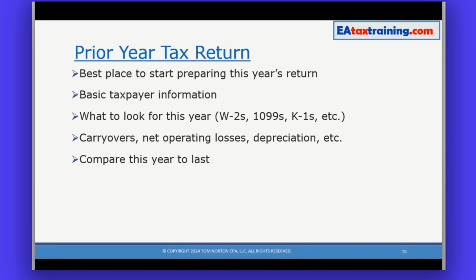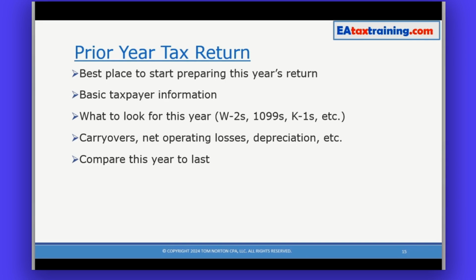Now, if they can't find it, they don't have it, that's okay. You can still prepare the return, but it's just great to have it because first of all, it's going to have all the basic taxpayer information: name, address, social security numbers. Of course, you always want to verify that information. Things can change, but it's great to at least have it as a place to get going. It'll also help you to know what to look for this year, because a lot of times, they've got the same types of things each year. They had W-2s and 1099s for interest and dividends and things like that last year. They probably are going to have them again this year.